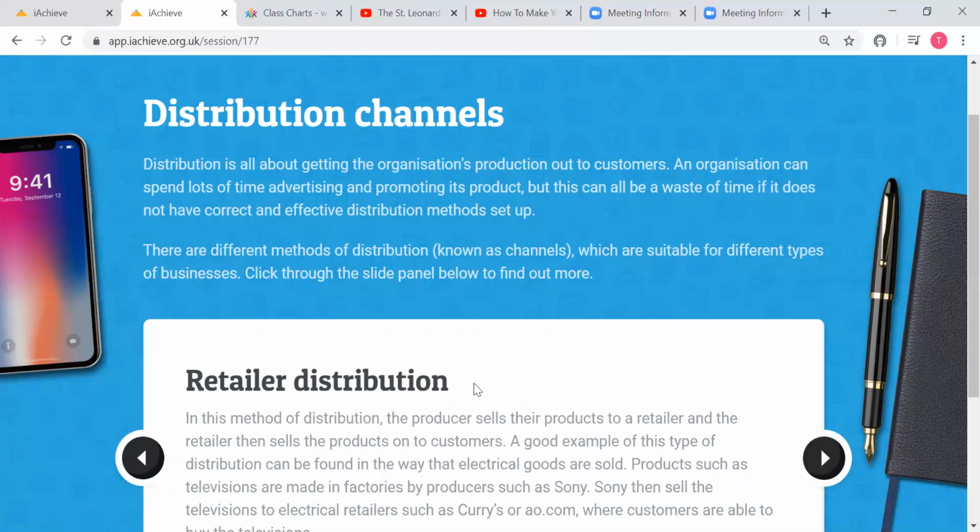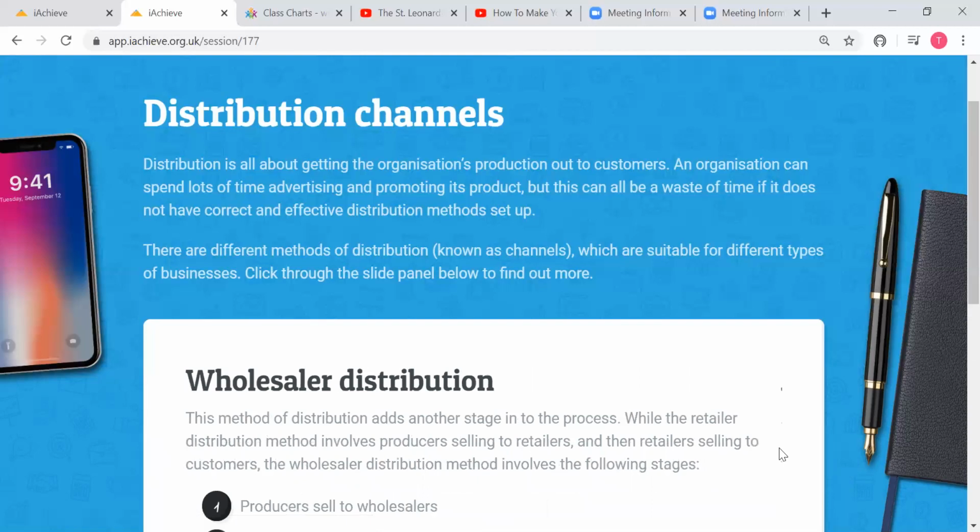Another form of distribution is retailer distribution. This is when you go through a shop. So you might provide your products to a shop or a set of shops that will then sell them on to the customer. So you don't have to worry about displaying your product in the store. You don't have to worry about packaging it to the customer. The retailer does that directly. But you do have to worry about getting your product to the retailer in enough quantities for them to maximize your sales.